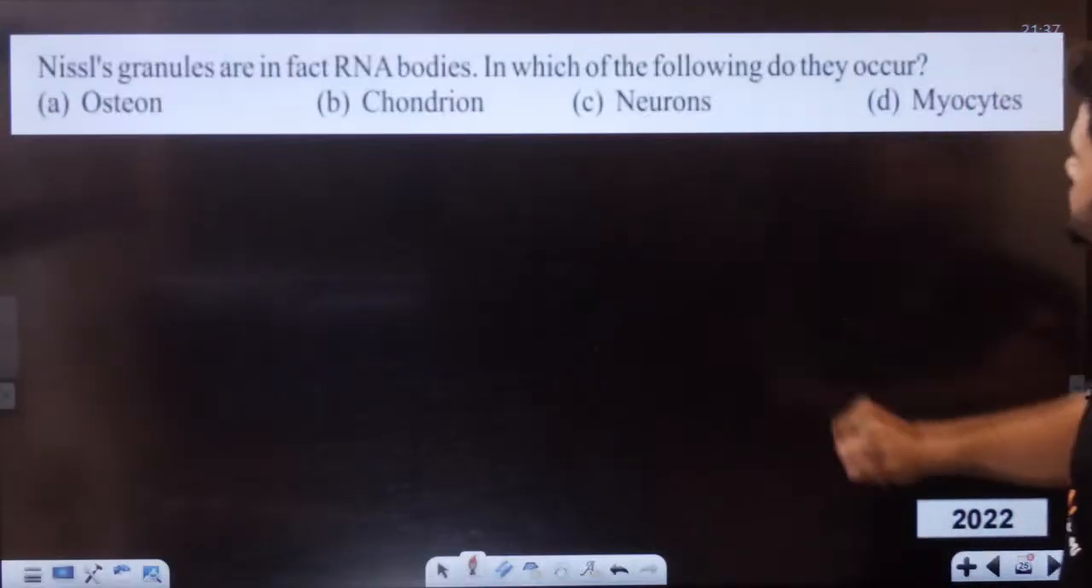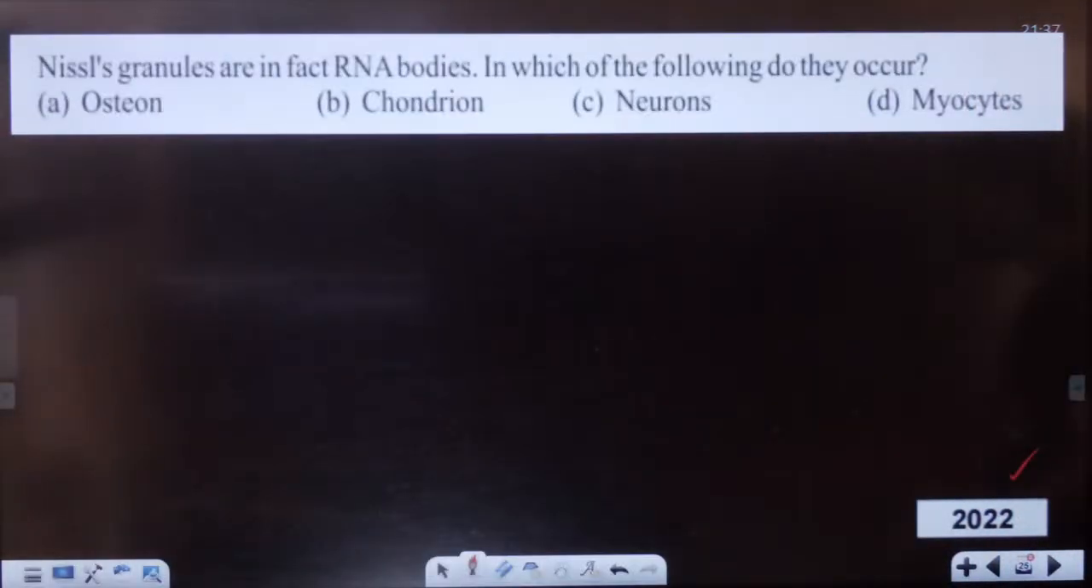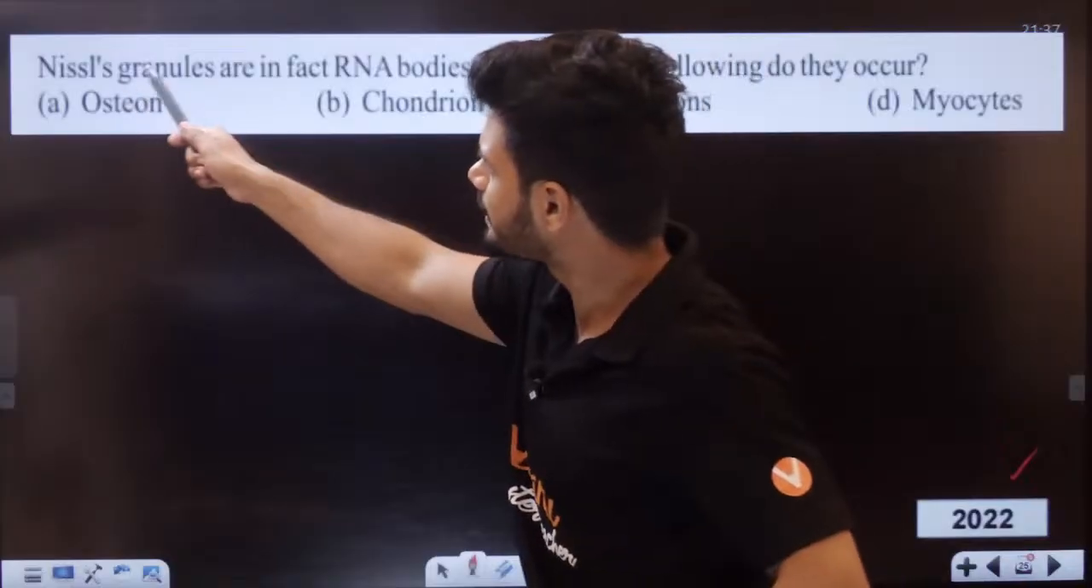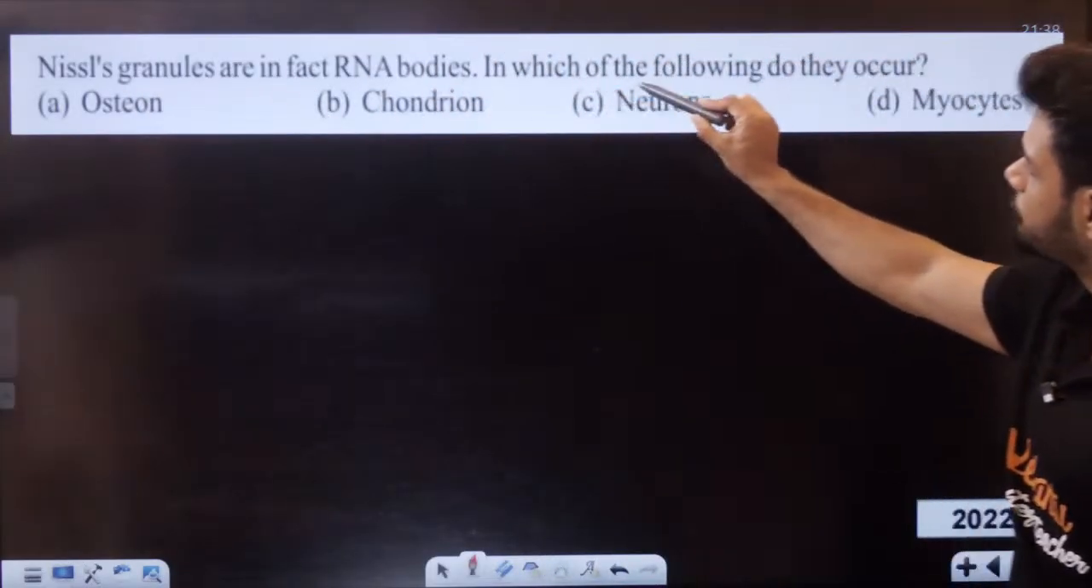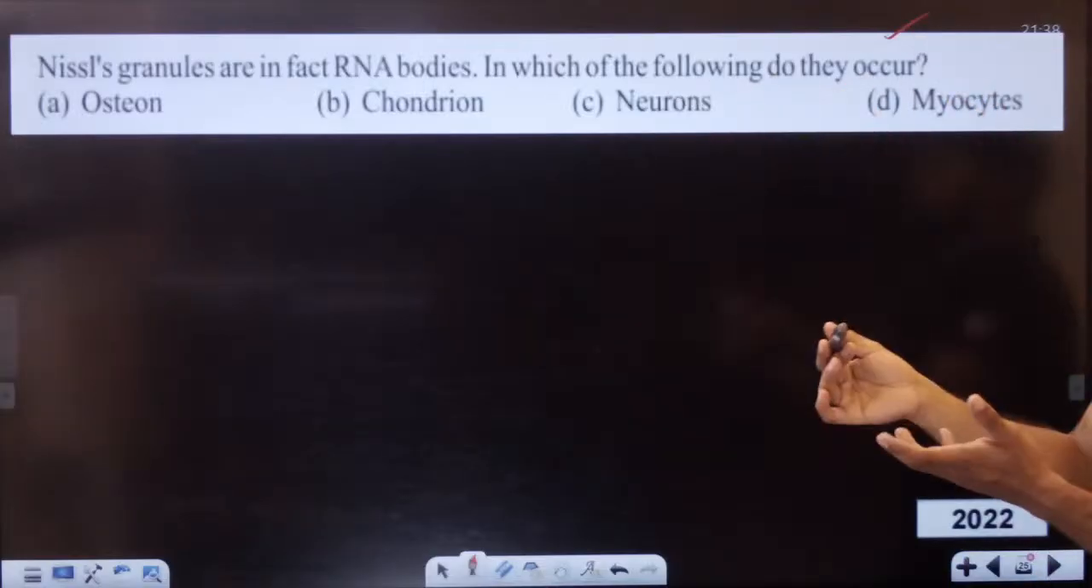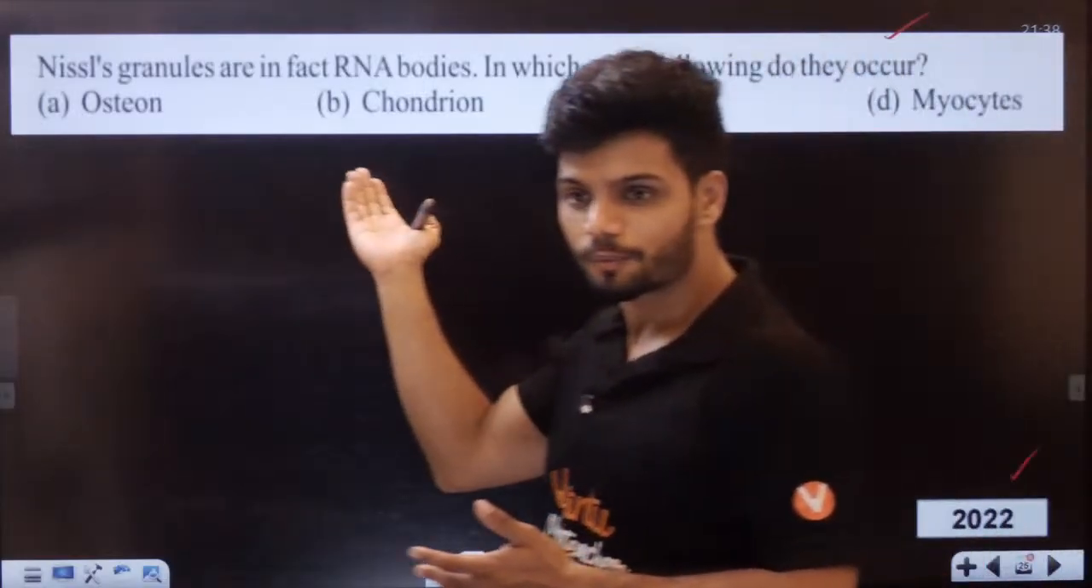All of you, read this question. This is a question from 2022. Nissl granules are in fact RNA bodies. In which of the following do they occur? Where do you find them? See, students, the question is repeated.